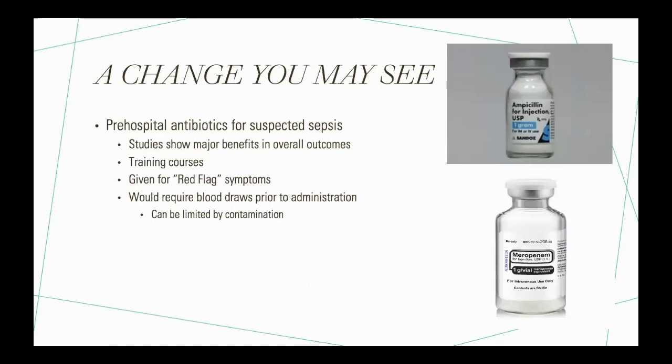So a change you might see is pre-hospital antibiotics for sepsis. There are some studies out there that show a major benefit to administering antibiotics pre-hospitally if sepsis is suspected. So it's given for these red flag symptoms. This is going to be the patients that meet those SIRS, meet those qSOFA criteria. There's a really high suspicion of infection, whether they have indwelling catheters, or an obvious sounding pneumonia in their lungs and whatnot. And it would require blood draws prior to administration.